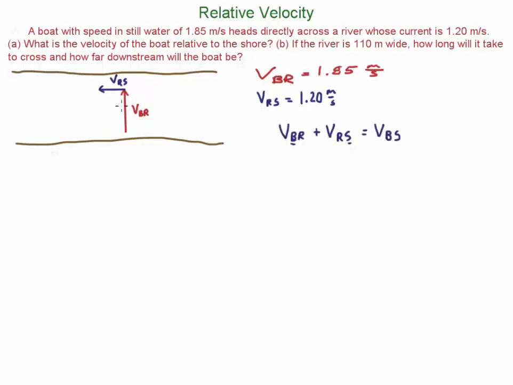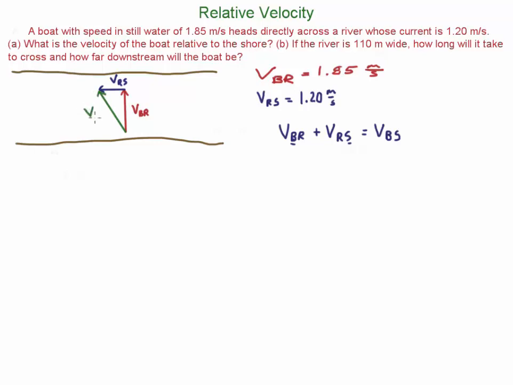Unlike the conceptual examples we talked about, these are not in the same direction or opposite directions. They're at a right angle to each other. But we still add them as vectors. So that means that our V_BS is going to be the vector sum of these two, which is going to look like this, the connector. We've done this before when we were just doing straight up vector addition.